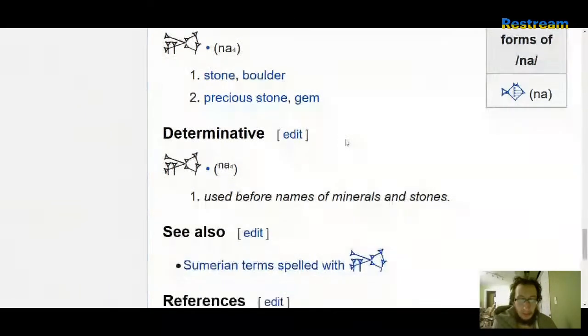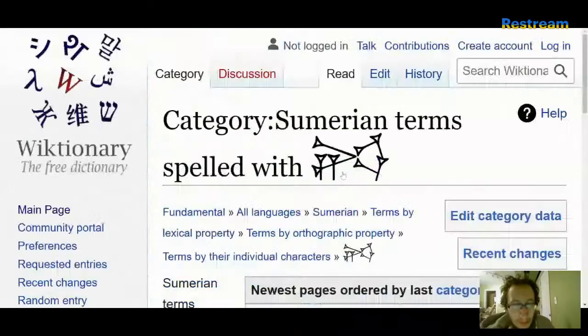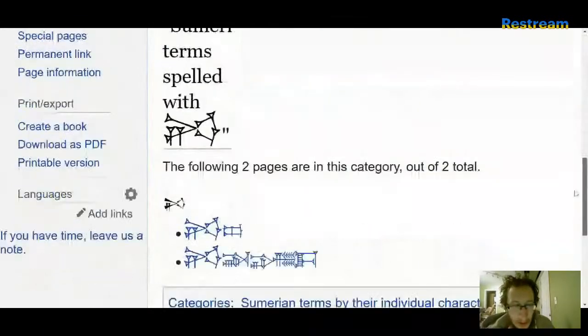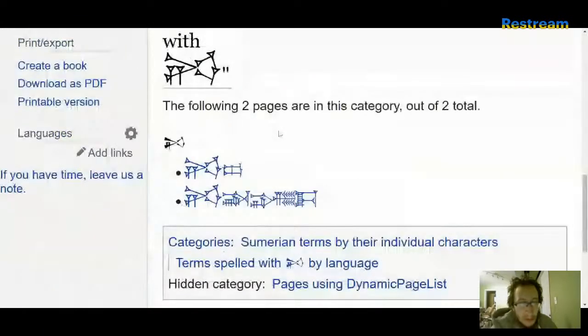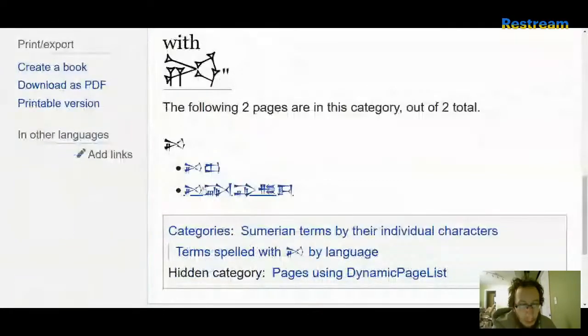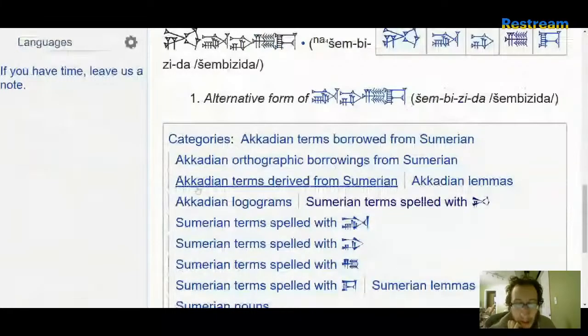And Sumerian terms spelled with that. Let's see. Doesn't look like it has a lot here. Okay, there's two examples. I'm not sure how relevant that is. Let's see. I think they're just types of stones. So let me go back.